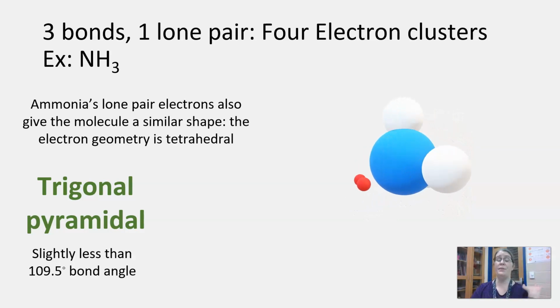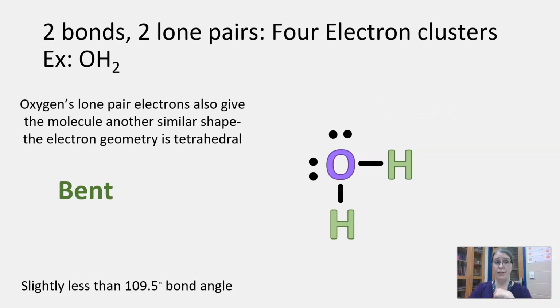So probably the most famous molecule in the world is my example of 2 bonds, 2 lone pairs. That still adds up to 4 electron clusters. So the shape is still based on that 109.5 3D structure of tetrahedral. The electron geometry is still tetrahedral. And in fact, this bond angle is even a little less. So if the trigonal pyramidal one was 107, this one's actually closer to 105.